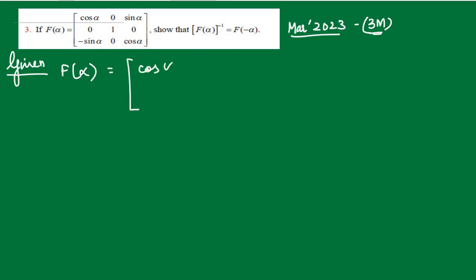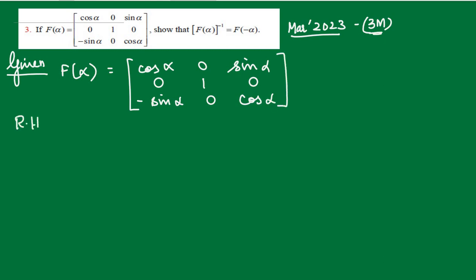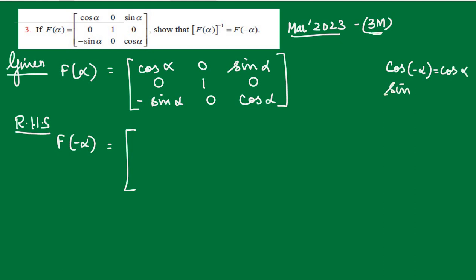So cos alpha 0 sin alpha, next 0 1 0, minus sin alpha 0 cos alpha. We find the RHS first. RHS is f of minus alpha, which is equal to, we know that cos of minus alpha is equal to cos alpha and sin of minus alpha will be equal to minus sin alpha. So we apply here f of minus alpha: cos of minus alpha will be cos alpha 0, sin of minus alpha will be minus sin alpha.